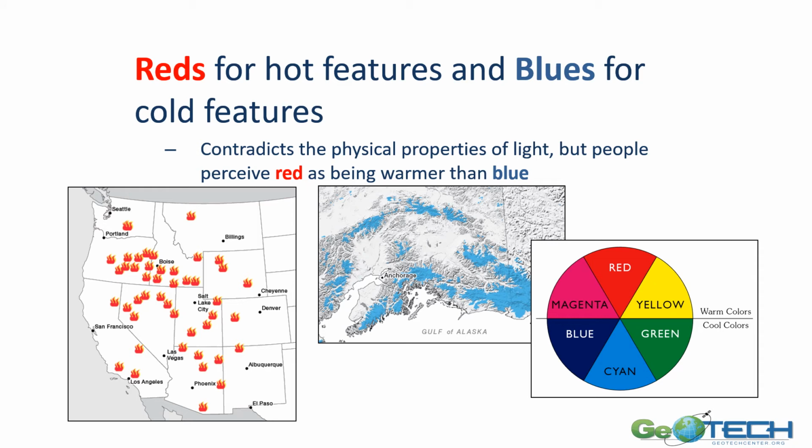Here is the example of red for hot features and blue for cold features, and here are the little symbols on the left, red fire symbols, and you can think of those as fires. Of course, in Alaska you can think of cold, so the blue is cold. So we also have feelings for colors, the different colored bands, you know, we have warm colors and cold colors.